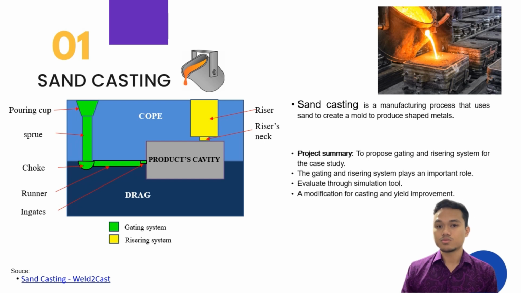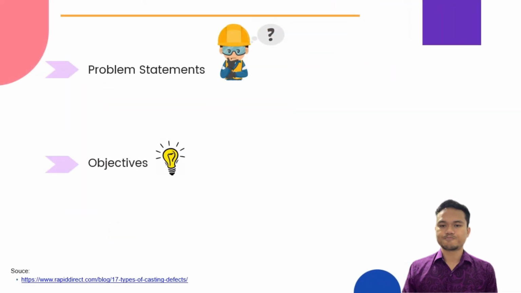So my project aims to propose gating and risering system for the case study. So I'll be looking at the gating and risering system design and then evaluate the effectiveness using the simulation tool and make some modification to improve the casting process and increase casting yield.